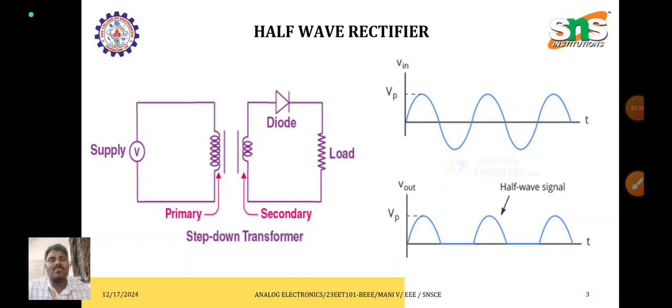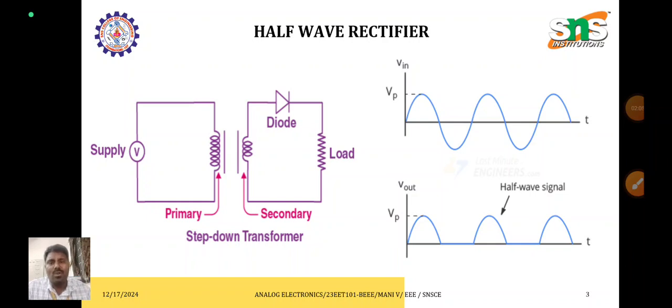So here, the upper terminal of the secondary is denoted as A and the other terminal is denoted as B. There will be a diode and a load resistance connected in the secondary of the step down transformer. On the right hand side there will be the supply voltage, that is a pure sinusoidal waveform. So the sinusoidal waveform is the supply voltage to the diode.